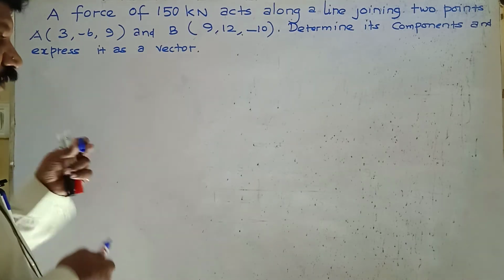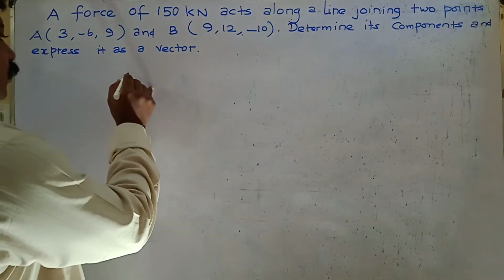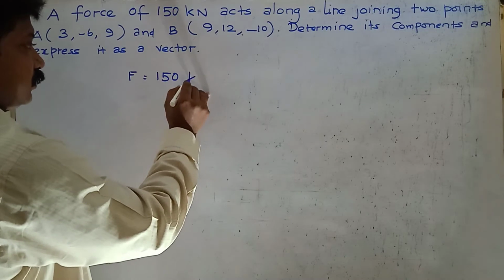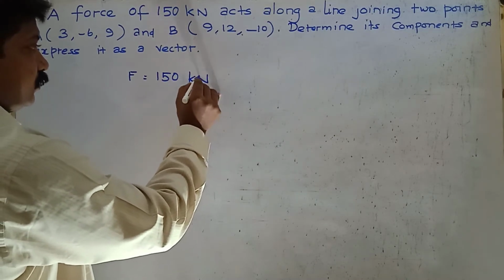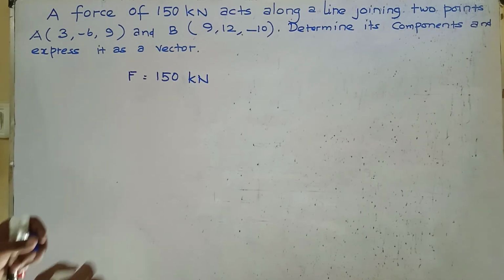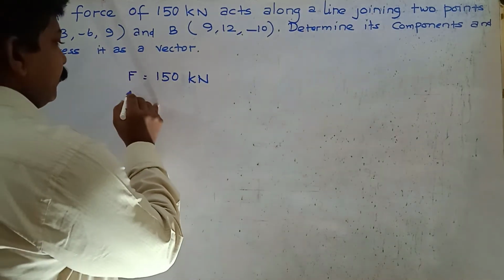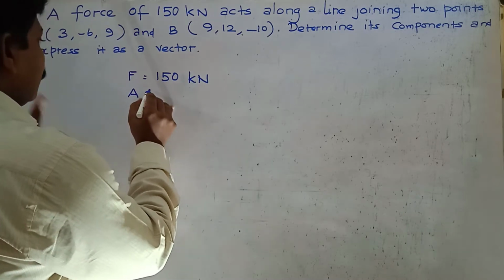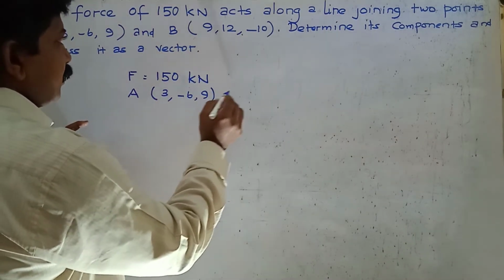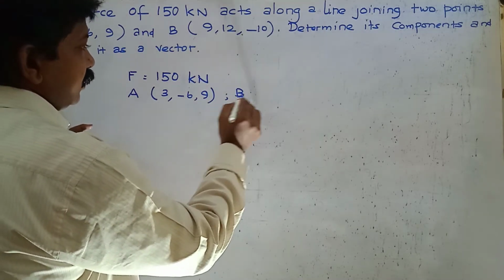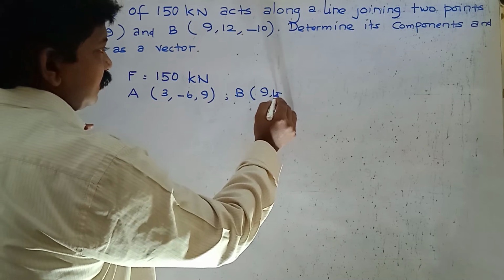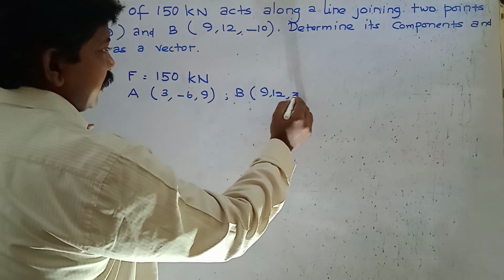So first write the given data. Force F equal to 150 kilonewton. Two points A and B. A (3, -6, 9) and B (9, 12, -10).